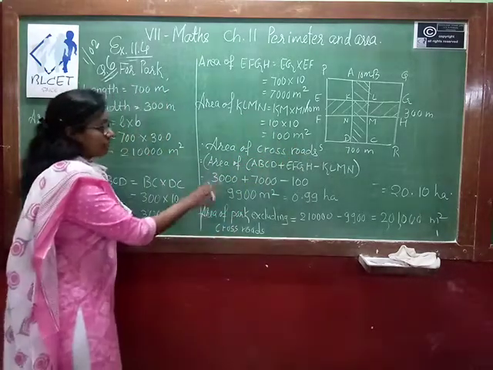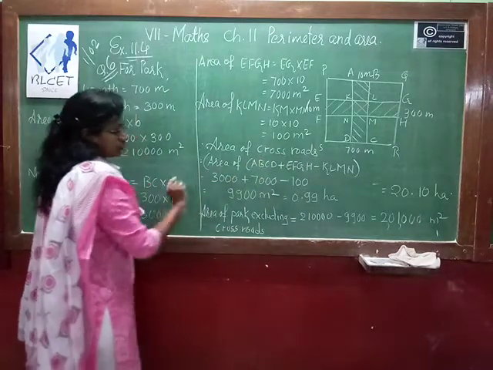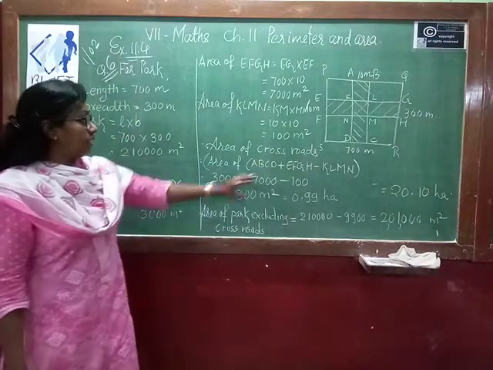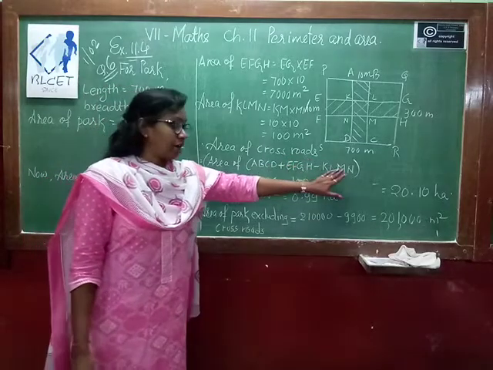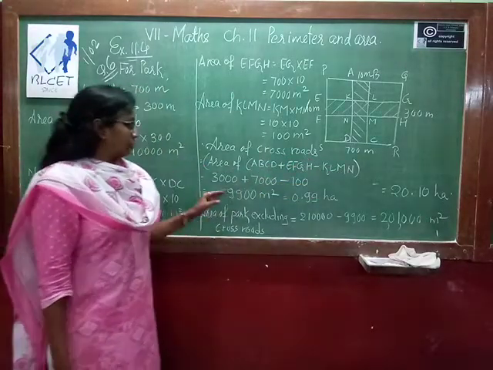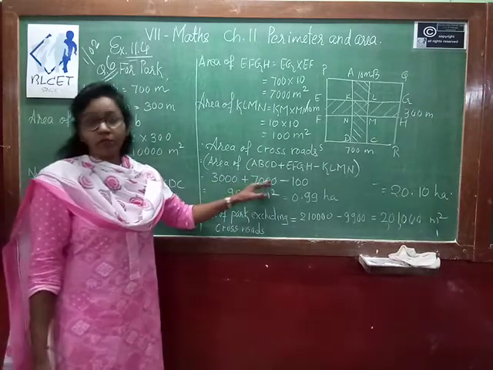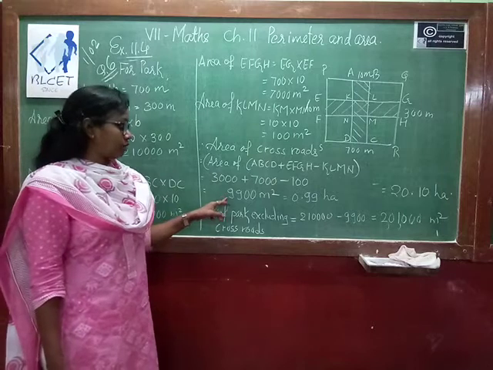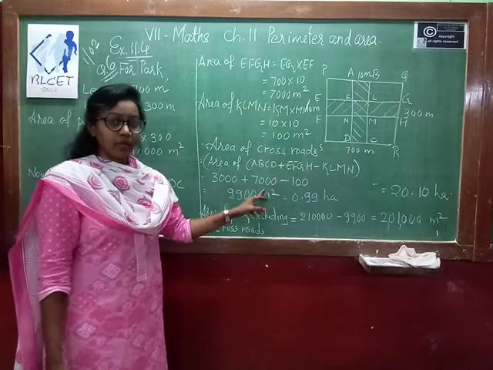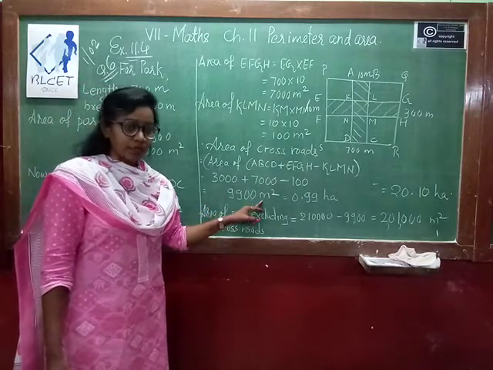So now we find the area of crossroads. So area of crossroad is what? Area of ABCD plus area of EFGH minus area of KLMN. So that is 3,000 plus 7,000 minus 100. When you do the calculation, you will get 9,900 meters square. This is the area of crossroads.